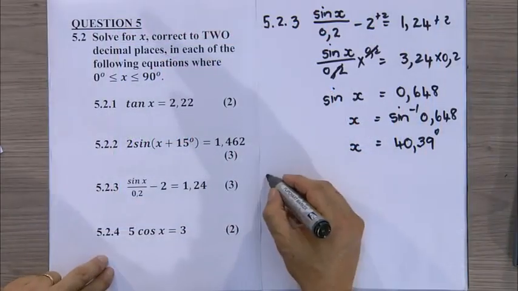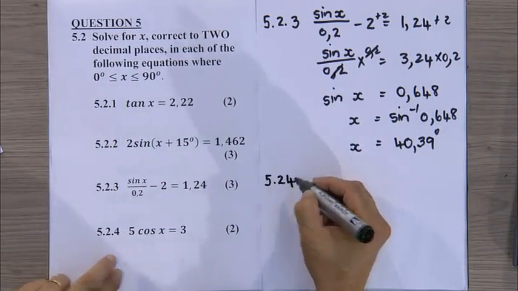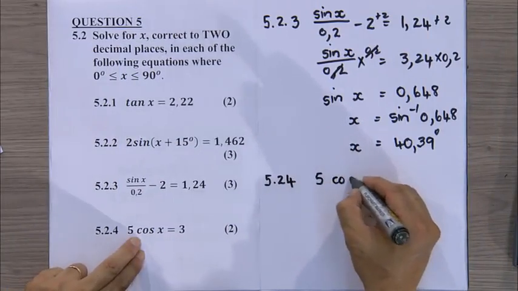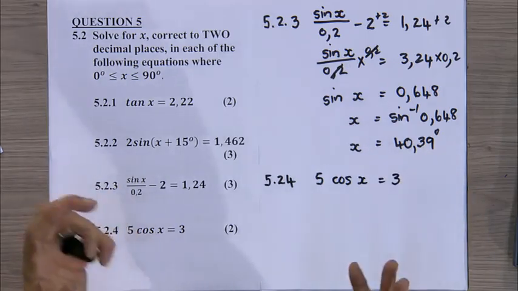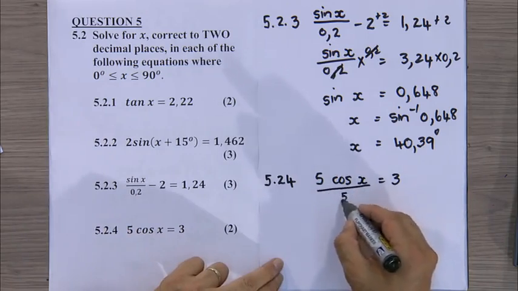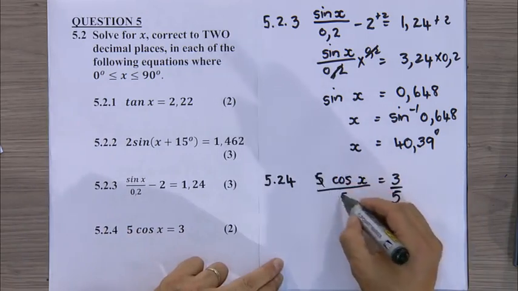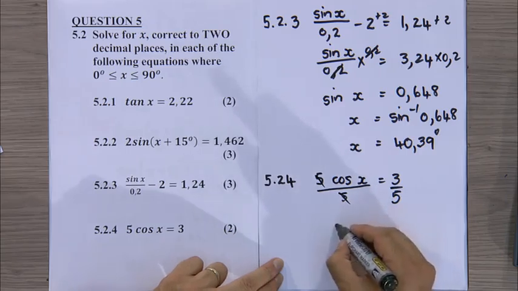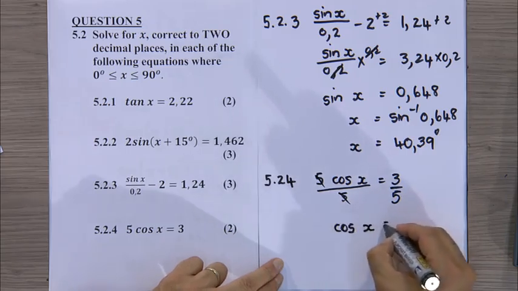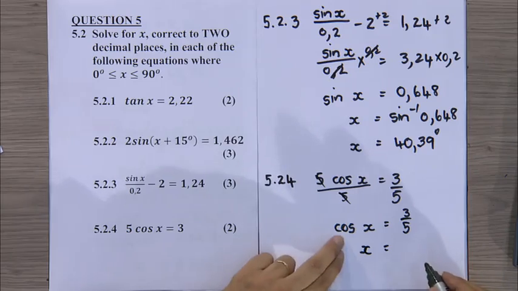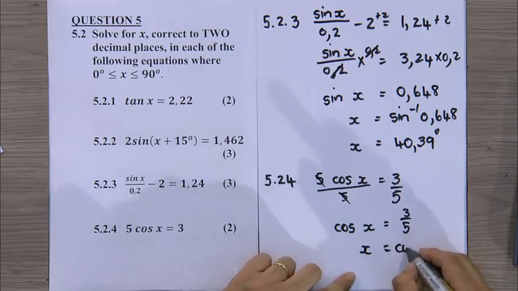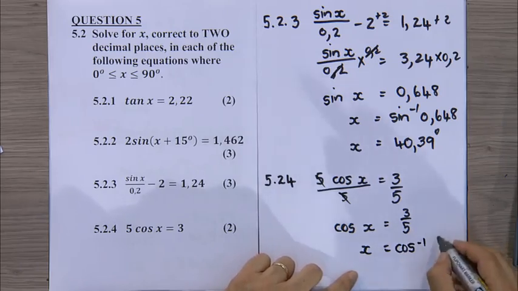But please continue. Then our last sum that we're going to deal with, 5.2.4, we have 5 cos x is equal to 3. Remember, balance. Divide by 5 here, divide by 5 there. You see, we balance it. So now we have cos x equals 3 over 5. Again, what happened to cos? Cos becomes cos to the power minus 1 of 3 over 5.